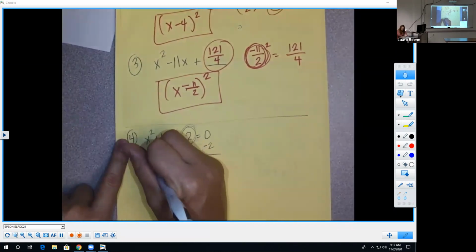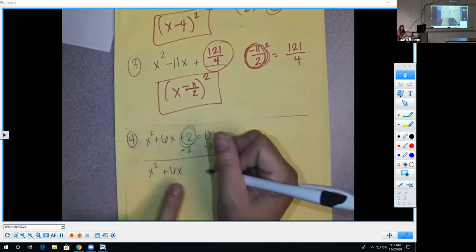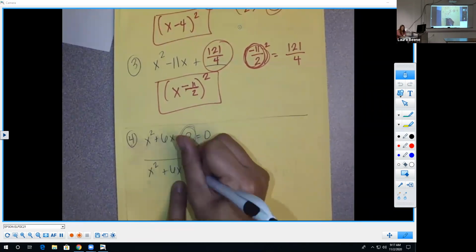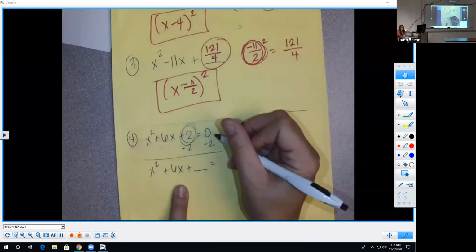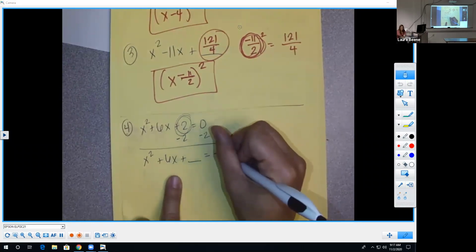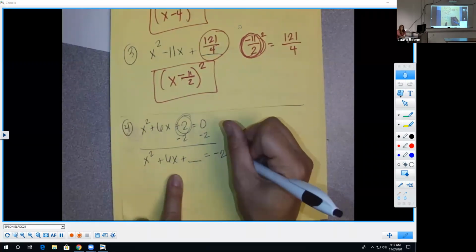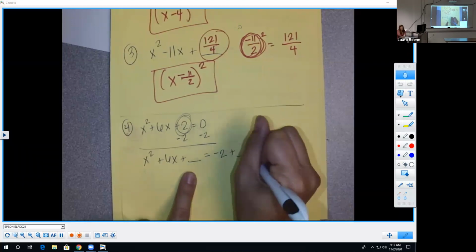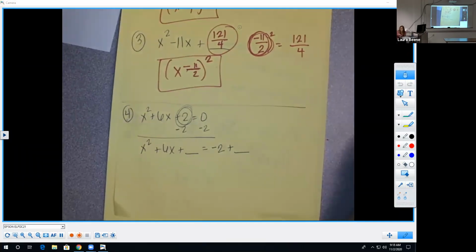And so I can write it as x squared plus 6x. And now I don't have anything there, so I can put in my plus blank equals, on the other side, 0 minus 2 is negative 2. And negative 2, if I put a plus blank on the left-hand side, I have to also put a plus blank on the right-hand side.